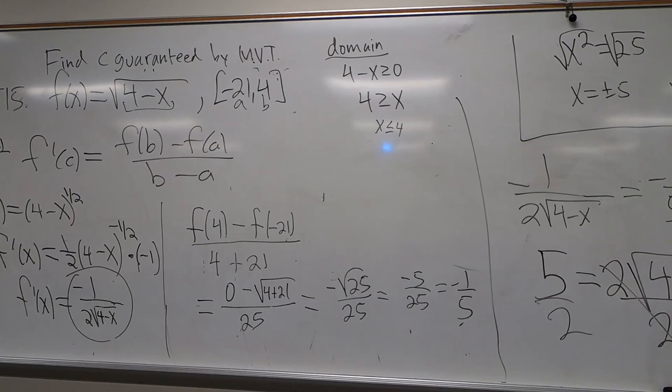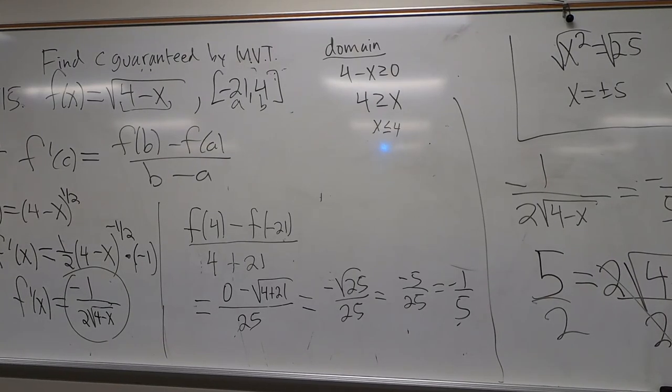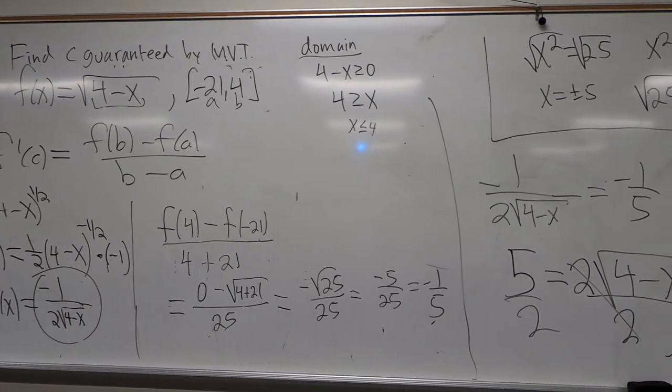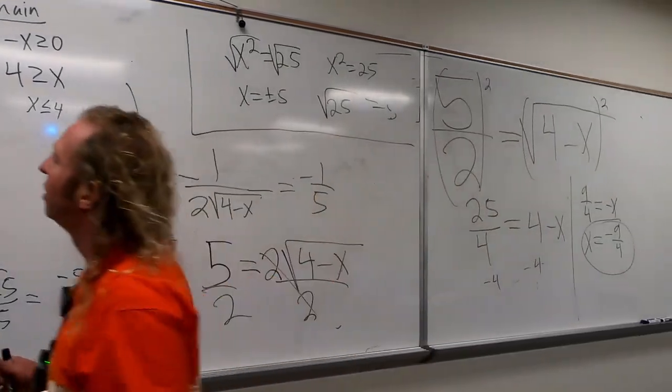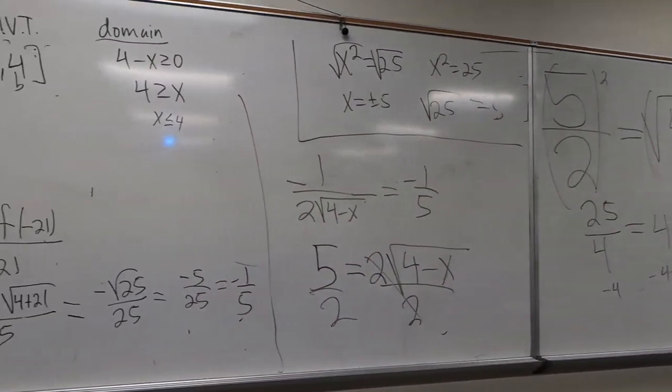Let's go back and do some Rolle's theorem questions then. There's one that's really a little bit annoying. Let's do a couple of them. Let's start with number 5. Number 5 is probably the worst one in the homework. I don't want to do it, so we should do it.